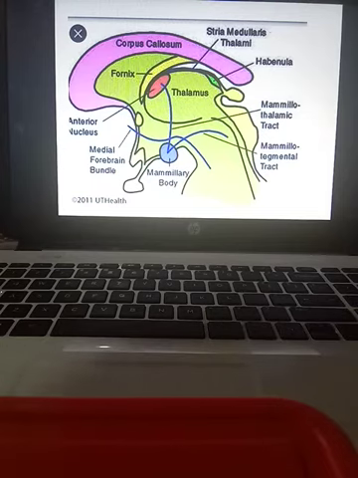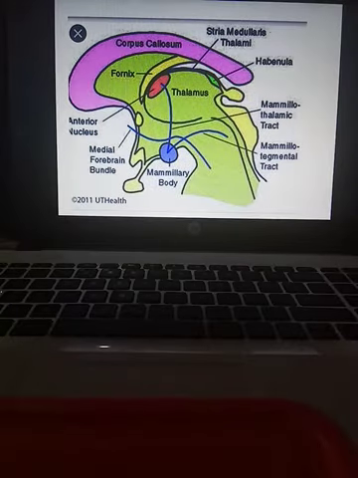Ventral thalamus is the part of the diencephalon. It is the dorsal part of the diencephalon. It lies in the posterior, below the posterior part of the thalamus. This is your thalamus.